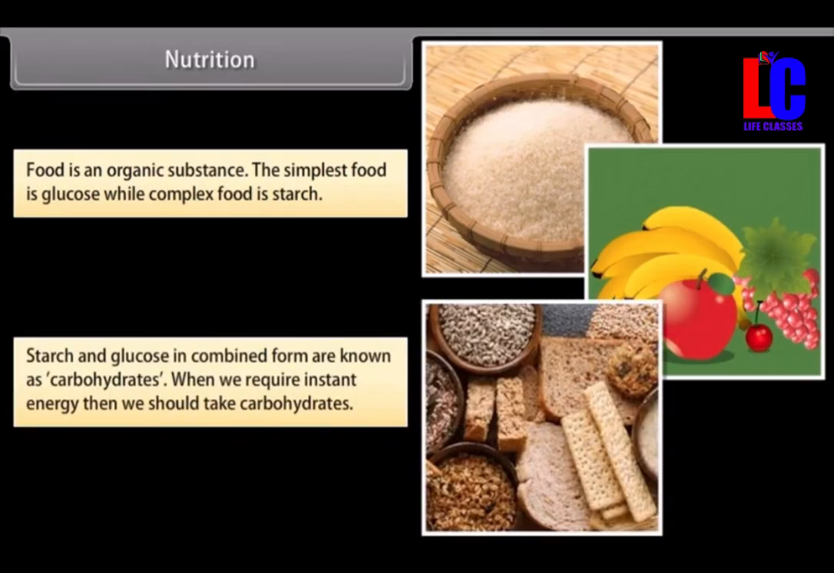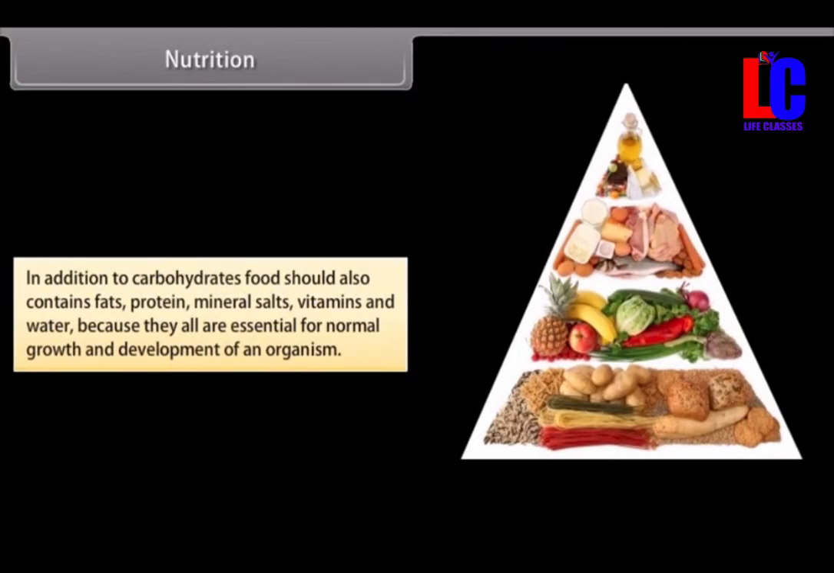Starch and glucose in combined form are known as carbohydrates. When we require instant energy, then we should take carbohydrates. In addition to carbohydrates, food should also contain fats, protein, mineral salts, vitamins and water because they all are essential for normal growth and development of an organism.